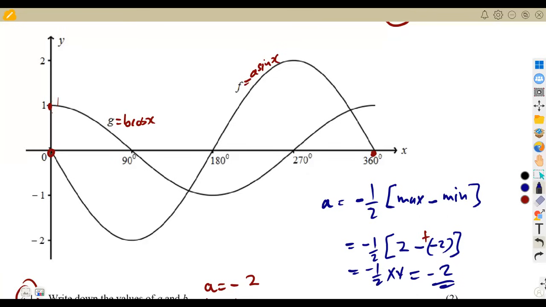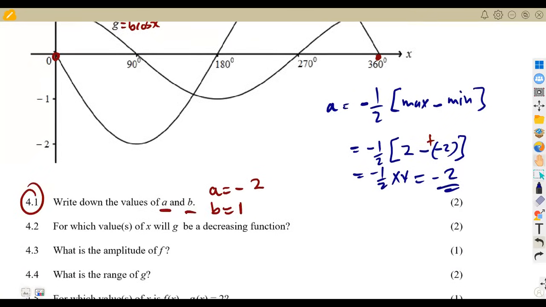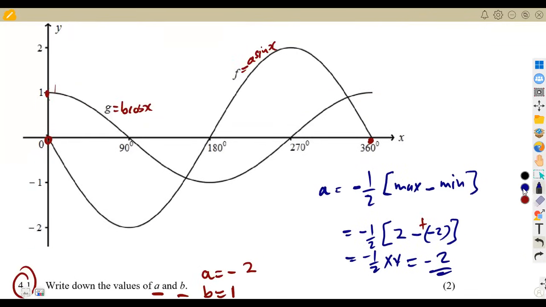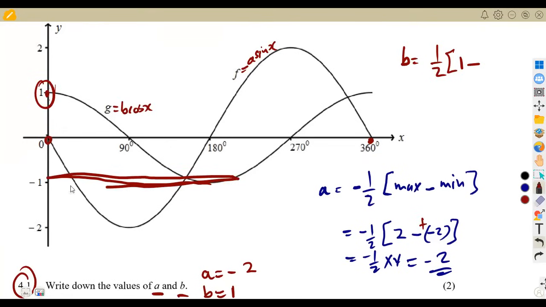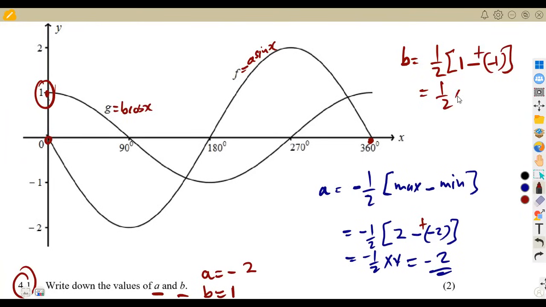So that is how we could have calculated the value of A, which is the same as the value of B. The value of B, I'm just going to take from the maximum. This one, we are not interchanging anything because our graph is in the normal way. So it is just going to be half of the maximum value, which is at 1, minus the minimum value for g(x). The minimum value is at what? At -1. So it's going to be half of, you're going to have a positive 1 plus 1, which is 2, and half of 2 is 1.